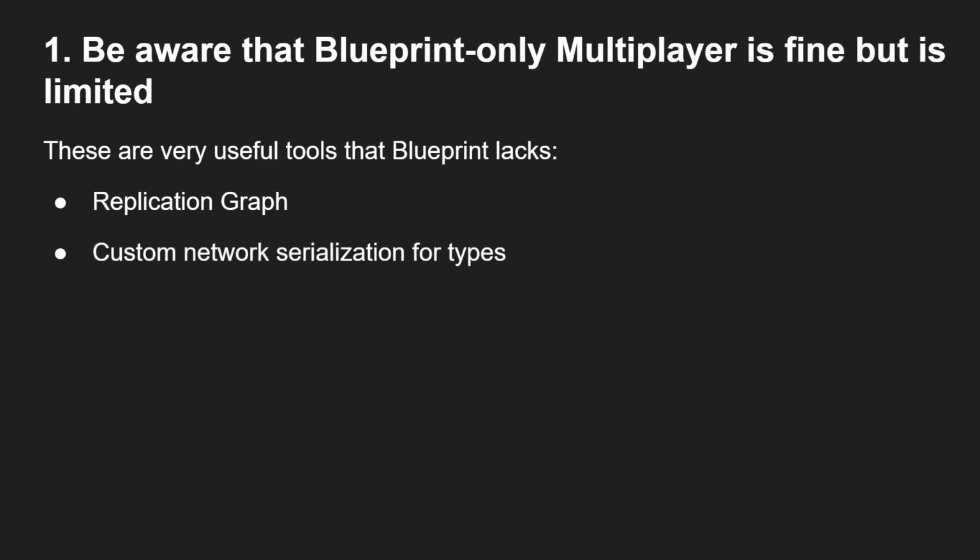Another very great tool is custom network serialization for types. So basically, this is not something you would be touching, of course, if you're starting with multiplayer, but just to know that in C++, you are able to custom serialize types the way you want. For example, you can take two properties and say, I want to replicate those two properties always together. Whether one does not change and the other does, or one changes and the other does not, they will replicate together.